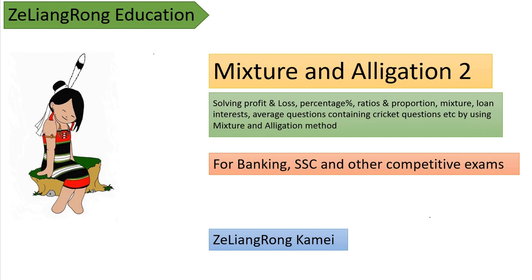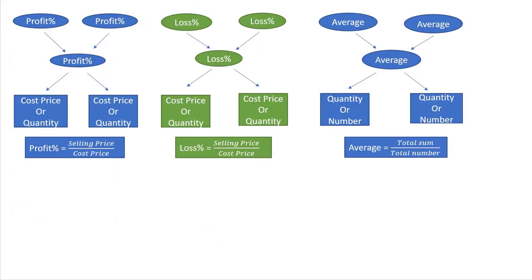Today we're going to discuss mixture and alligation. In this video, we're going to solve questions on profit and loss, percentage, ratios, proportion, mixture, etc., by using a simple method called the mixture and alligation method. Here in this page, I have the mixture and alligation method. Please take a screenshot and take a note of it.